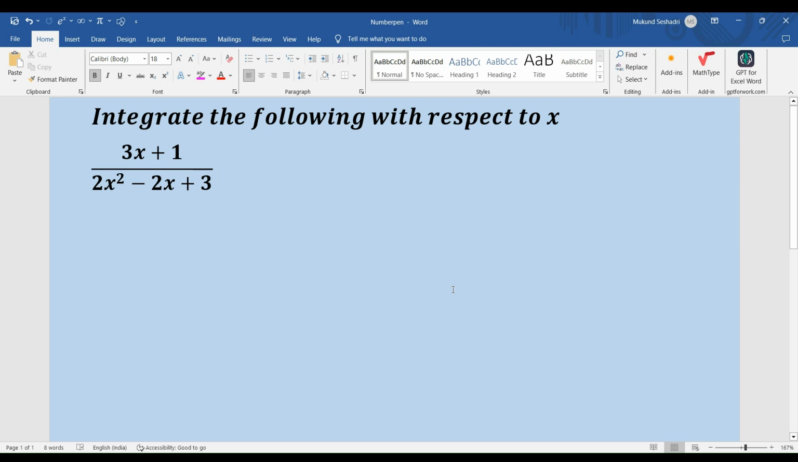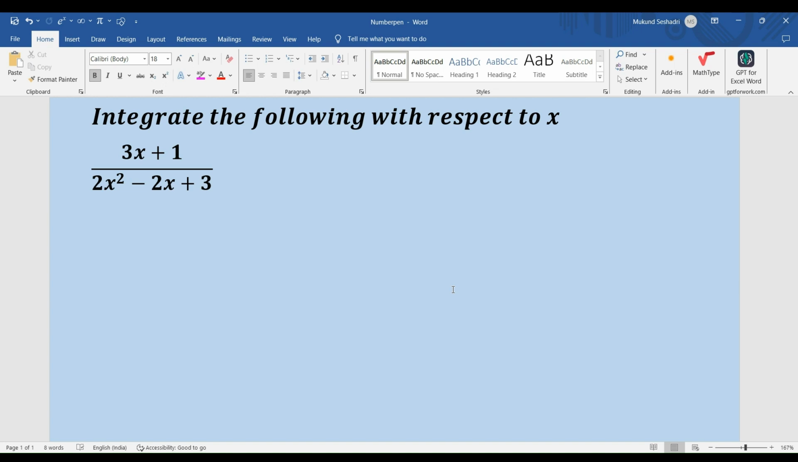So there we have the problem on the screen. Integrate the following with respect to x. We have 3x plus 1, the whole divided by 2x square minus 2x plus 3. So what we've been given is dy by dx and we've been asked to find y.